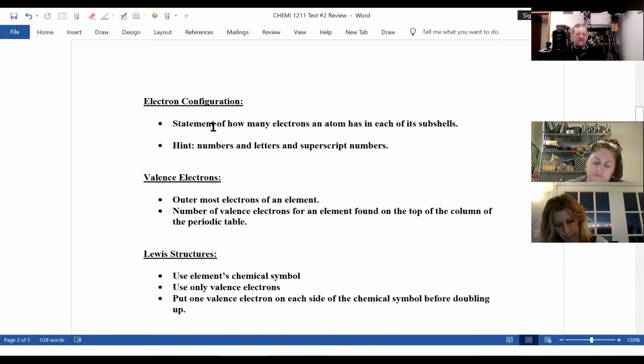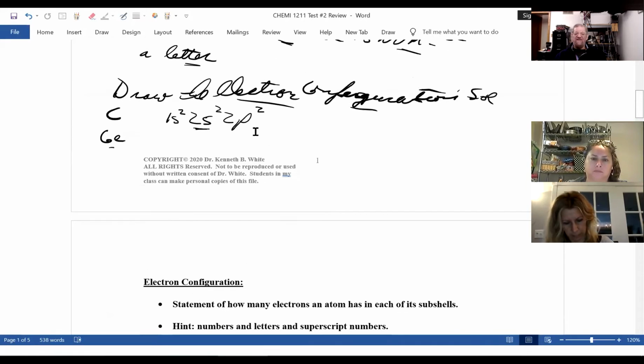And like I said, electron configuration is a statement of how many electrons an atom has in each of the subshells. Hint: number and letter, and superscript numbers. Oh, I followed my hint.